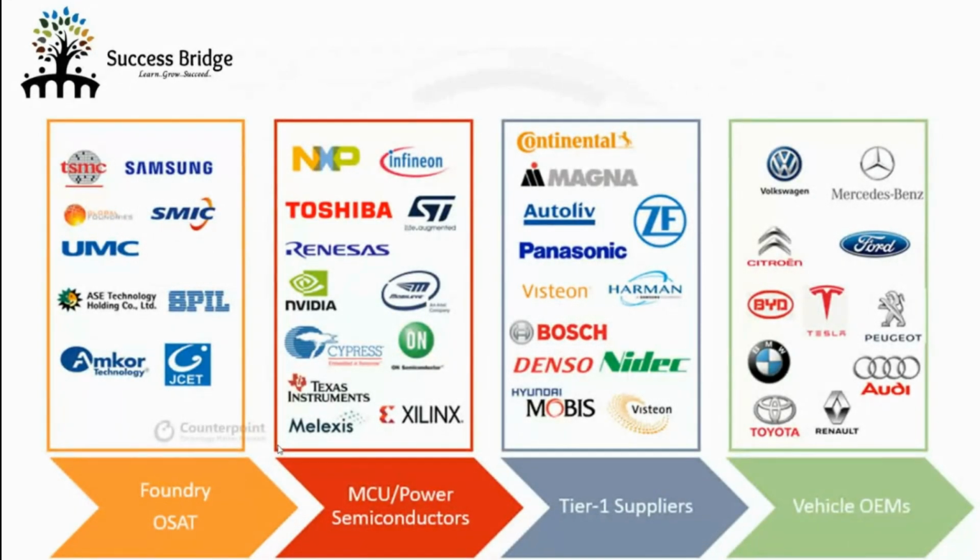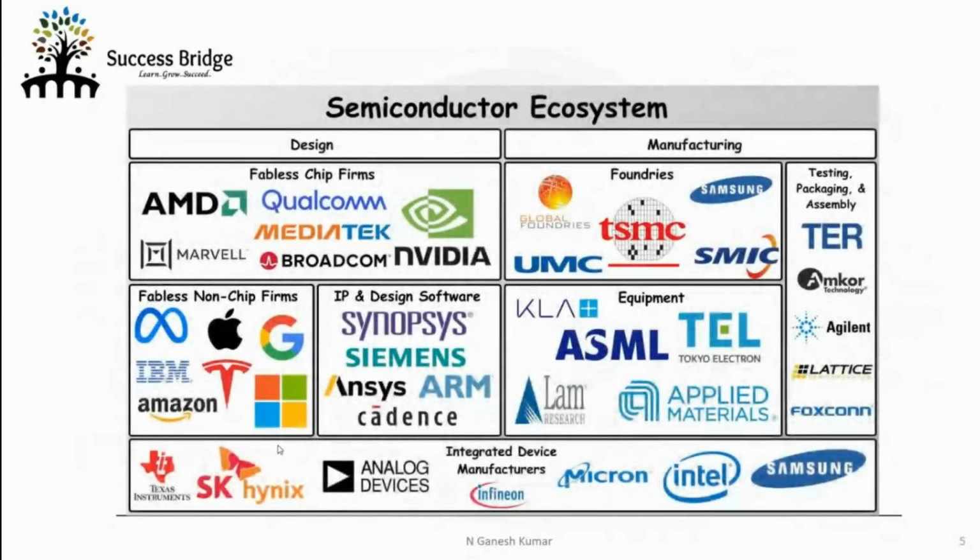So there are differentiations here. We already discussed. This is just a representation of what are foundries, what are the power semiconductor companies that are dependent, and what are the clients, the end products and customers in automation and electrical and electronic appliances.